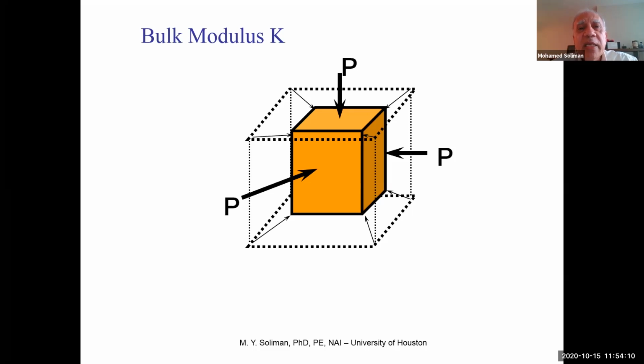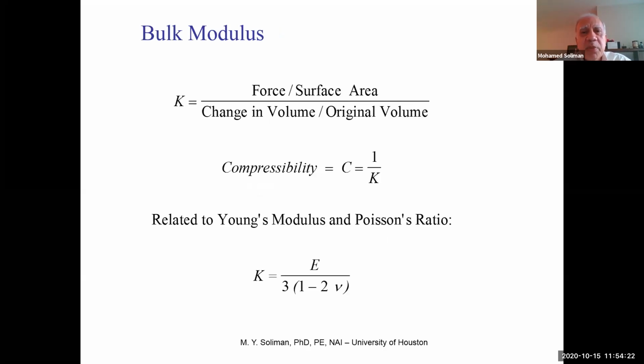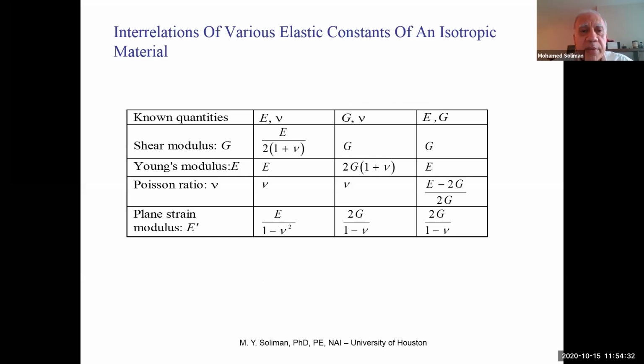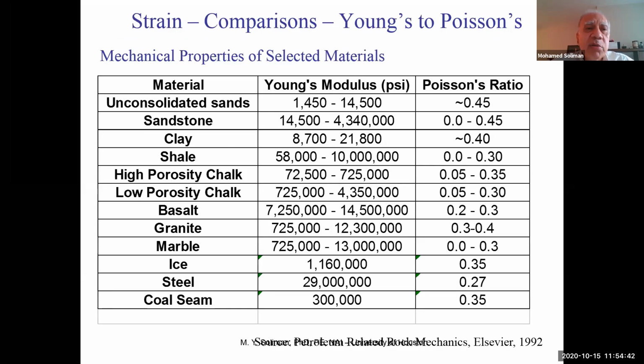Bulk modulus is actually the inverse of compressibility. So if I apply stress around the rock, the volume gets smaller. So it is essentially 1 over compressibility, except that in rocks we call it bulk modulus. And again, bulk modulus is related to Young's modulus and Poisson's ratio. So here is the relationship between one and the other in this table. That's assuming isotropic material.